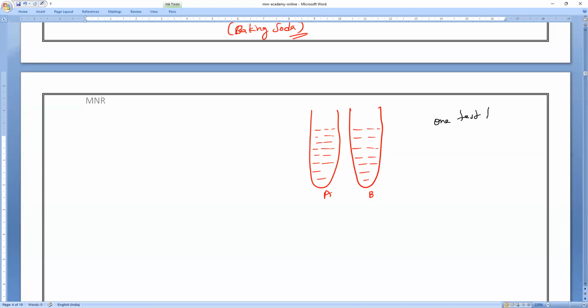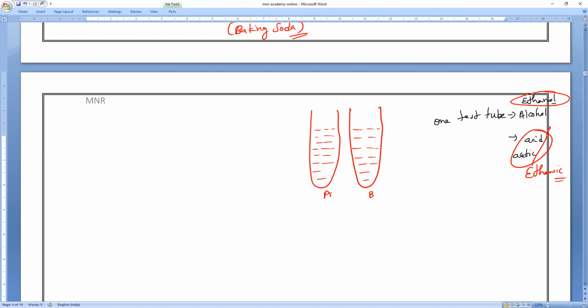In one test tube, alcohol is there, an organic compound. In another test tube, acid is there, that is acetic acid. So acetic acid is there, and here ethanol, or ethyl alcohol, is there. Now we want to identify. So how can we identify whether it is ethanol or acetic acid? Anybody can tell? Or ethanoic acid?